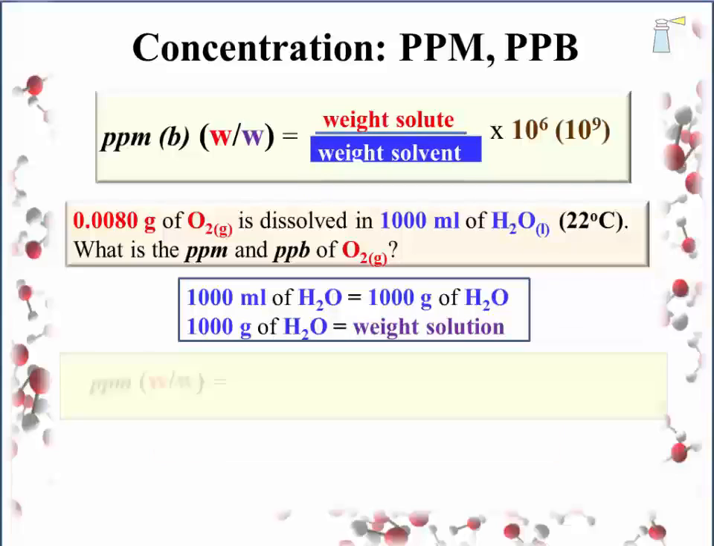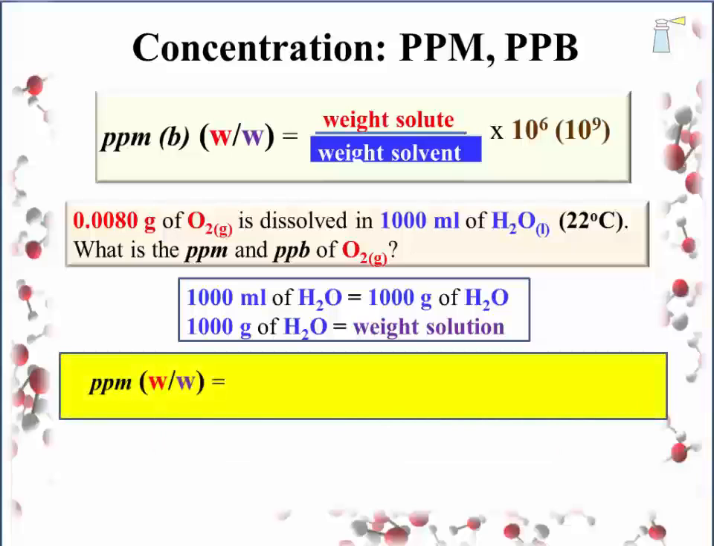Now we are ready to tackle this problem. Beginning with the parts per million calculation. The weight of the oxygen is in the numerator, and the weight of the solvent is in the denominator. Multiplying this ratio by 1,000,000 gives a final value of 8.0 parts per million of oxygen.